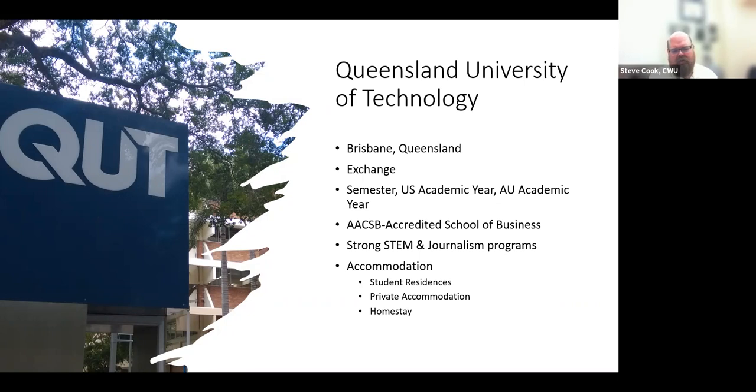QUT, as it is colloquially known, does have an AACSB accredited School of Business, which is important for students here studying business because our College of Business almost won't transfer in upper divisions of 300 and 400 level classes from another institution unless that institution is AACSB accredited or has one or two other accreditations.